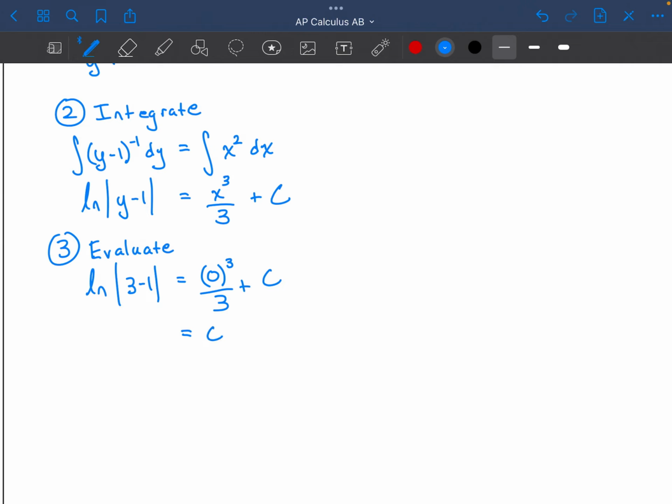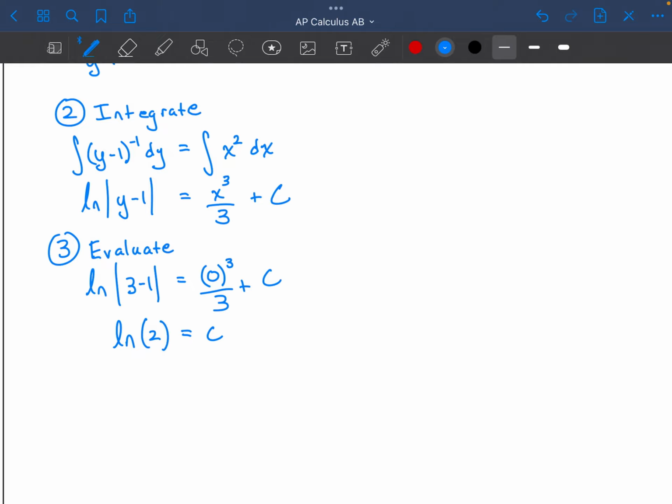So on the right-hand side, I get a C. On the left-hand side, I get natural log of 2. I dropped the absolute value symbol because 2 is 2. It doesn't matter if it's absolute value or not. Wow, that one extra step was super hard, right, for my class. I'm just saying that you do have to do that for my class, remember.